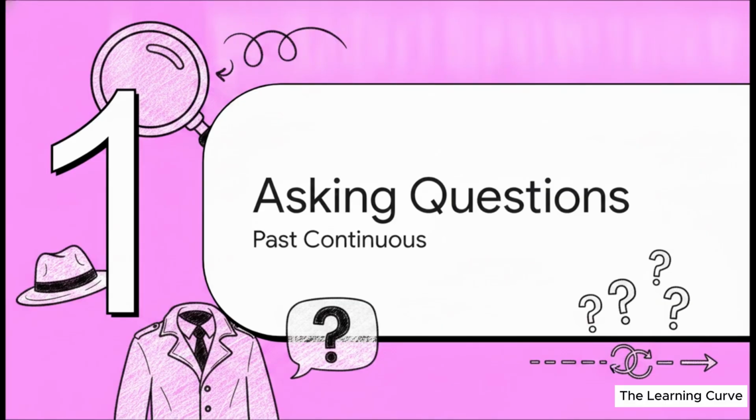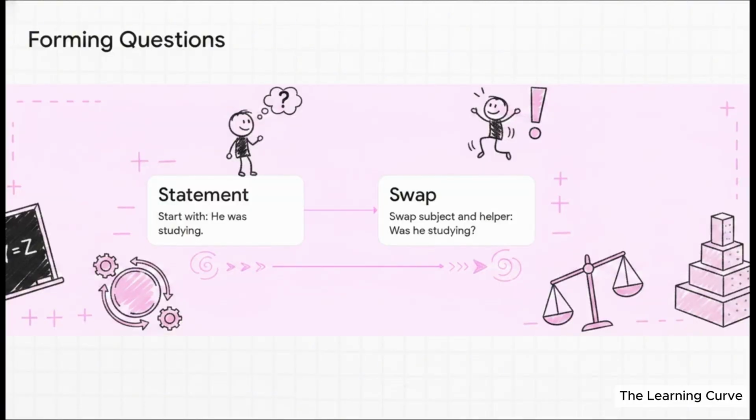Section 1, asking past continuous questions. So before we can tell a great story, we kind of need to know how to ask about one, right? If you want to find out what was happening behind the scenes at a specific moment in the past, forming these questions is honestly like a super simple math equation. It's all about mechanics. Take a look at step 1.